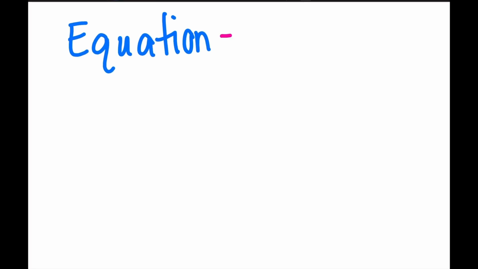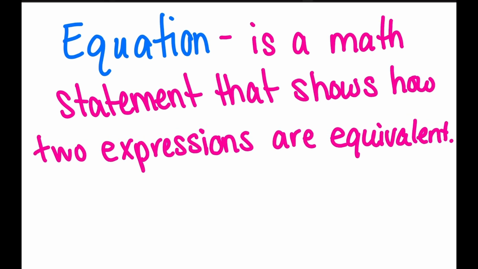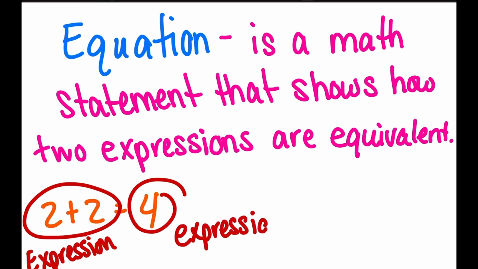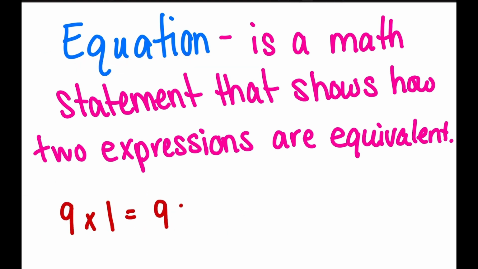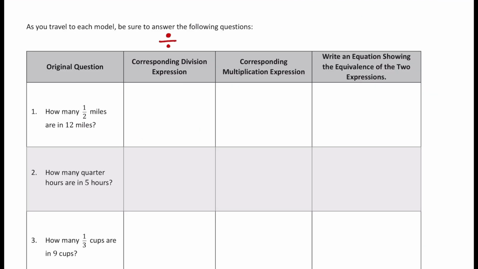And we can't talk about expressions without talking about an equation. An equation is a math statement that shows two expressions and how they are equivalent. For example, 2 plus 2 equals 4. 2 plus 2 is a math expression, and 4 by itself is also a math expression. But when you put them together with an equal sign, it becomes an equation. You can also write an equation using multiplication and division and showing how they are equivalent. Let's go ahead and head back to our problem.